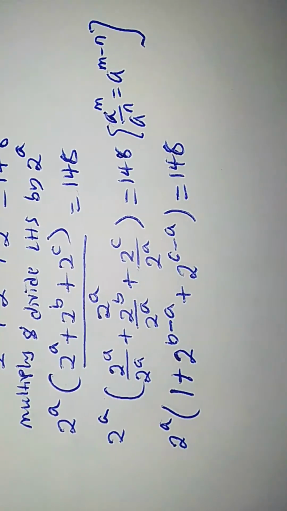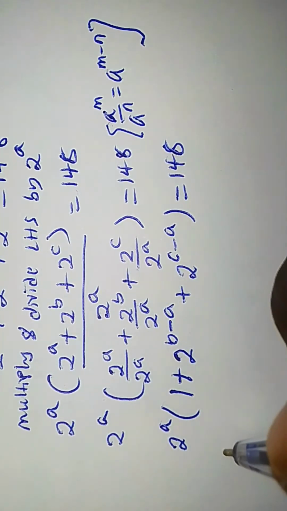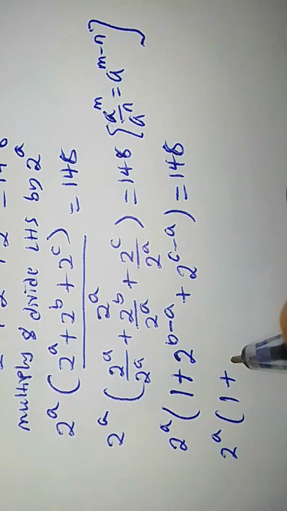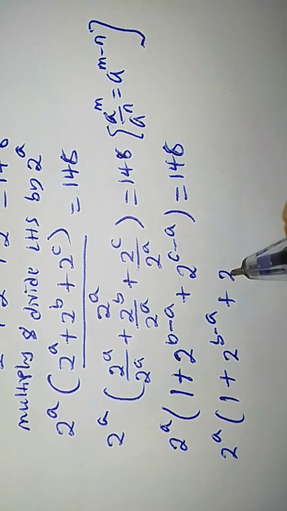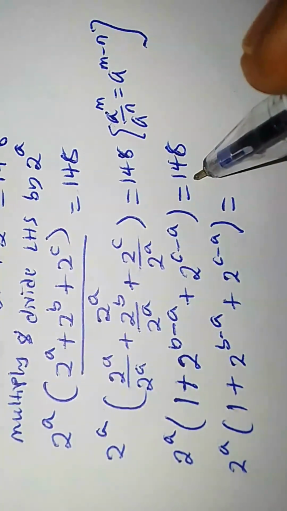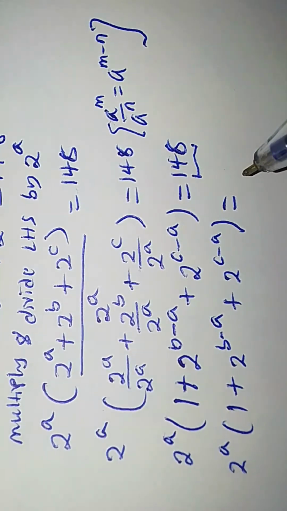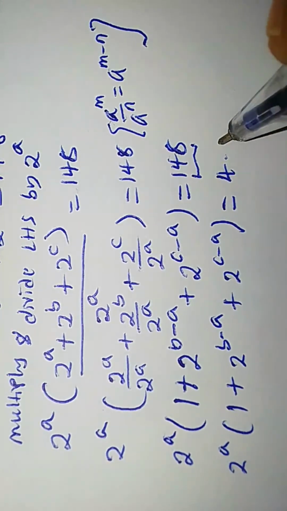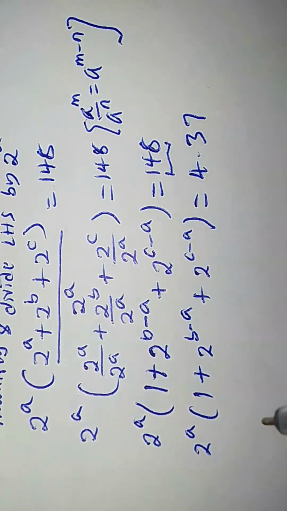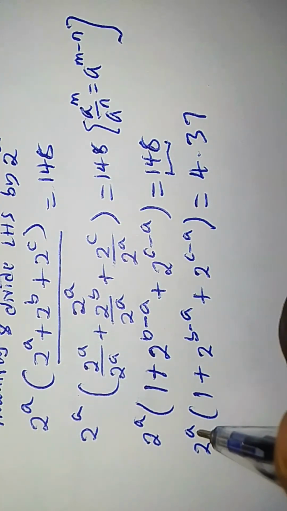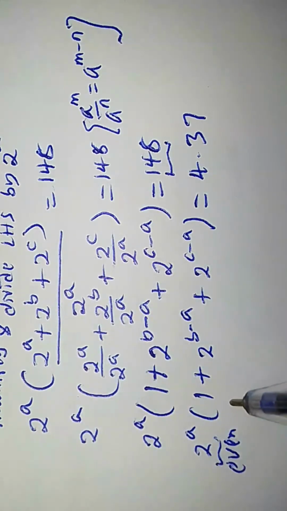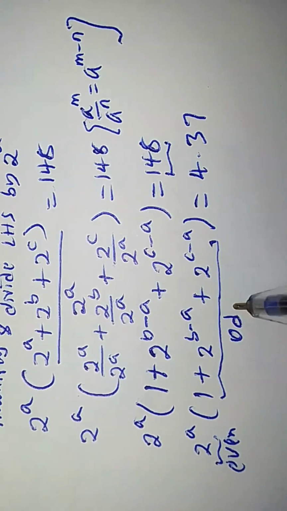Let's proceed further. So we have 2 raised to a into 1 plus 2 raised to b minus a plus 2 raised to c minus a equal to. Now let us focus on this 148. 148 could be written as 4 times 37. You will see that no matter the value of a, this guy is always an even number. This is always an odd number.